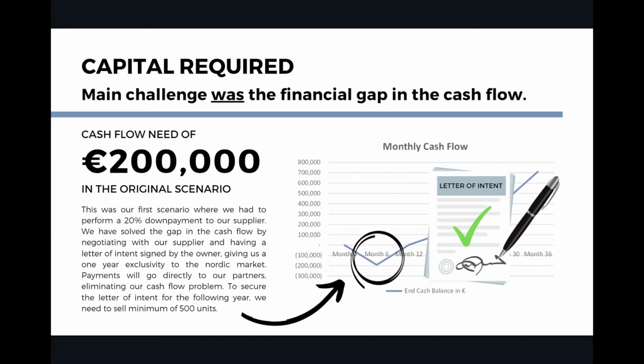So this slide demonstrated to our investors, for example, that we have a good ability to negotiate, and by negotiating this letter of intent with the supplier, we just removed this cash flow problem from our business model, as simple as that. So this was important to show in this slide right here.